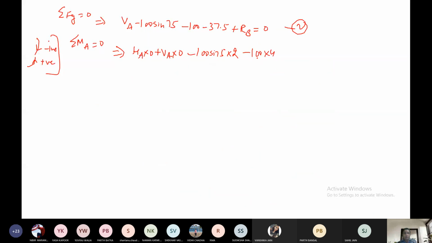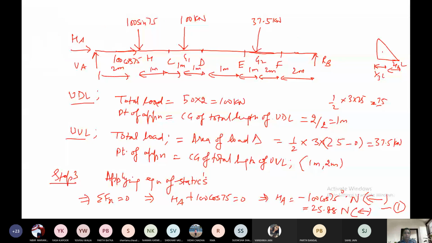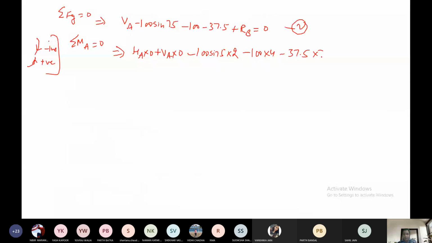After that, you can see 37.5. What is the distance here? 3, 4, 5, 6, 7. And 7 meter is the distance, but the sense is clockwise. So minus 37.5 into 7.